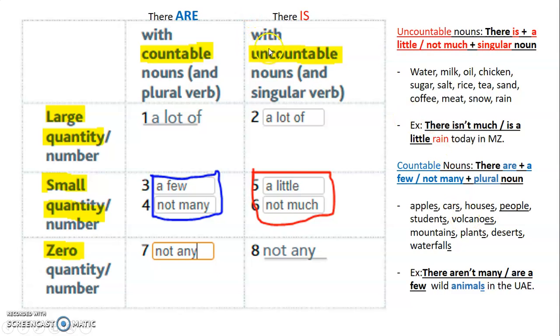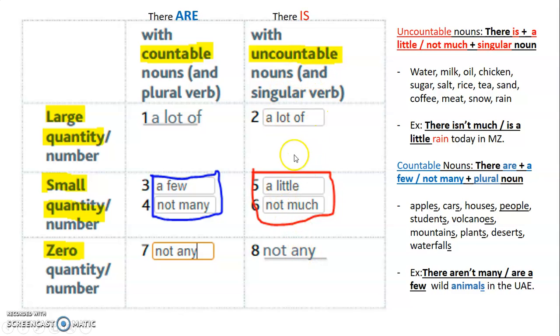Now let's move to the uncountable nouns, the quantifiers that we can use with the uncountable nouns. So as you can see, with the uncountable nouns, we can also use a lot of, just like the countable, for the large quantity. If you're talking about a large quantity of something. We can also use not any with the uncountable nouns if we have a zero quantity, just like with the countable, not any. So for example, there is a lot of water in my bottle, or there is a little water in my bottle, or there is not much water in my bottle, or there is not any water at home, for example.